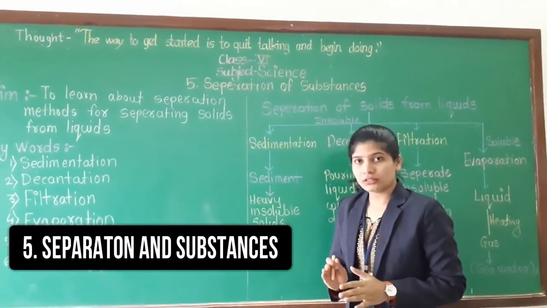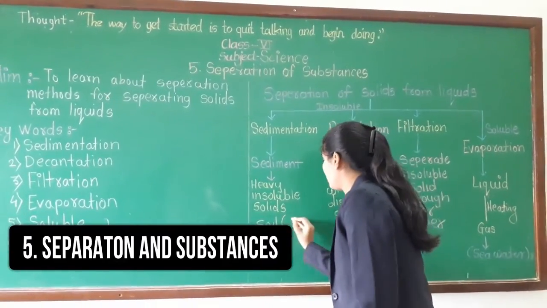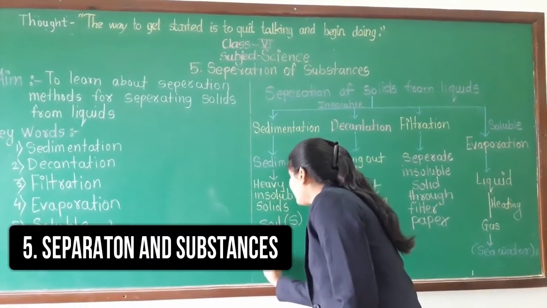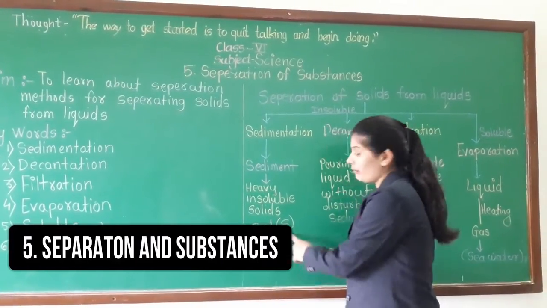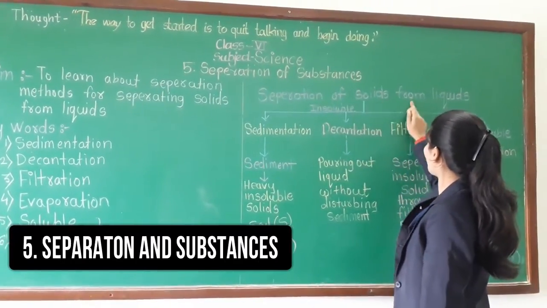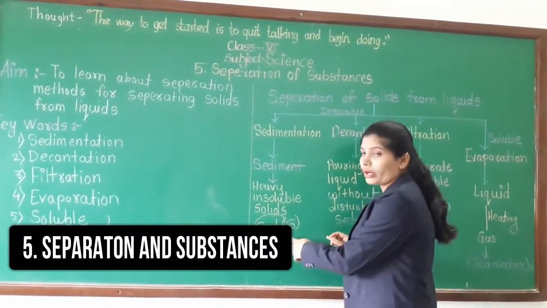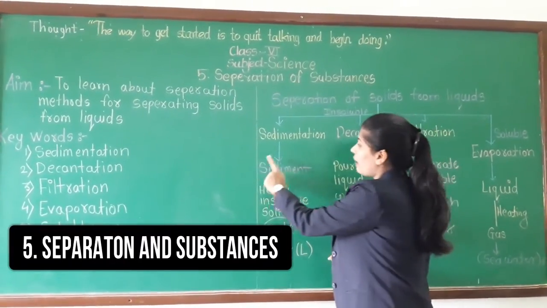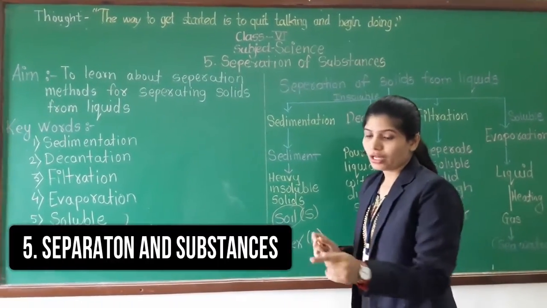So what have we done? We have taken soil, which is in solid form. Then we added that soil in water, which is in liquid form. Now we are learning about separation of solids from liquids. Here we are going to separate soil from the water through the sedimentation process. Here I have written the sediment part. Now what is the sediment? That we will learn through our result.